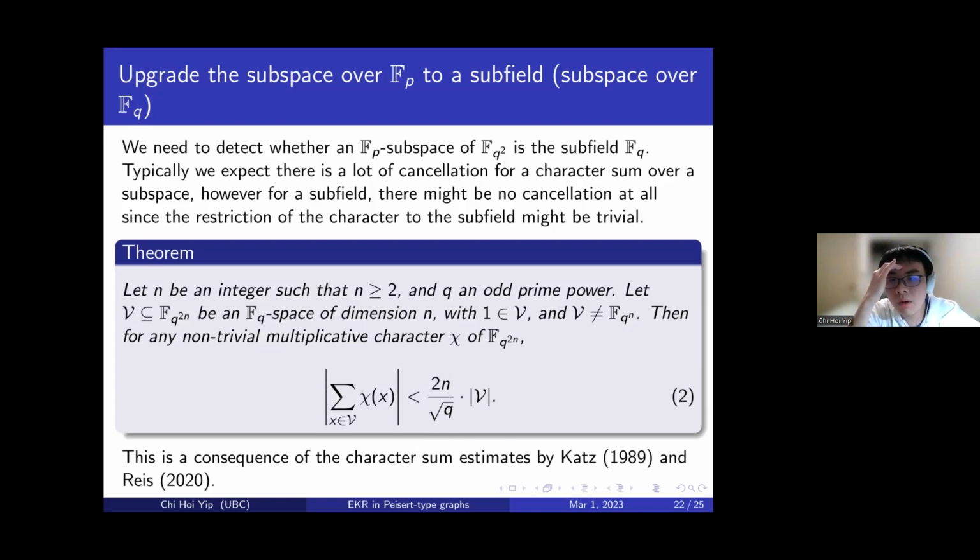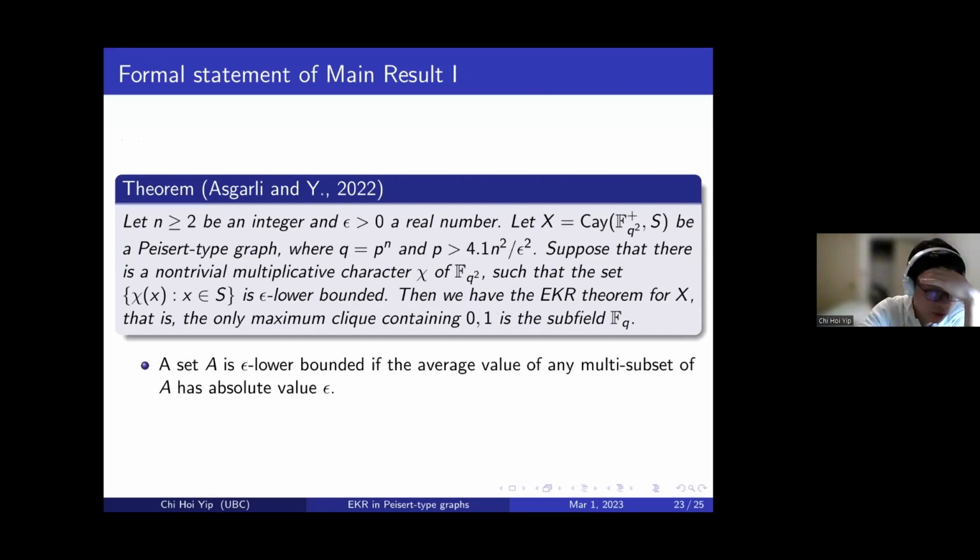And then if we want to show that our subspace must be a subfield, our idea is just to provide a lower bound on the left-hand side. And if we can show the lower bound is greater than the upper bound, then we are done. That's why we impose a certain non-cancellation condition on the character sum over those subsets of the connection set. And formally speaking, we have the following result. This is the formal version of our first main result.